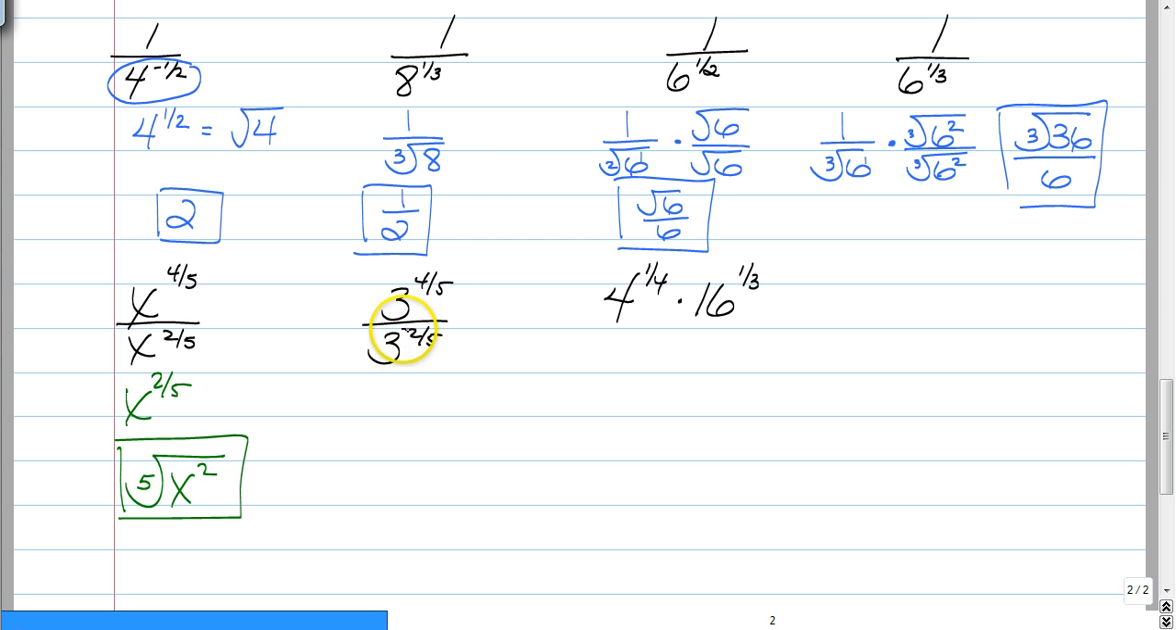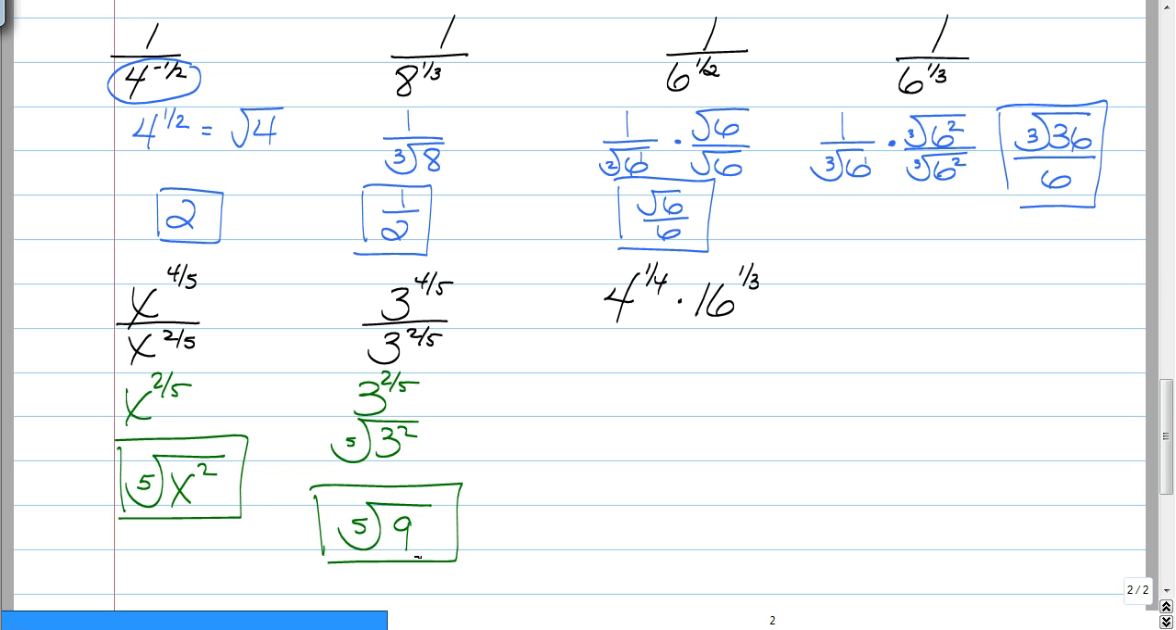Next one, same kind of problem. 4/5 minus 2/5 is still 2/5, but this is 3 to the 2/5. So that's going to give you the 5th root of 3 squared. So we write our final answer as the 5th root of 9.